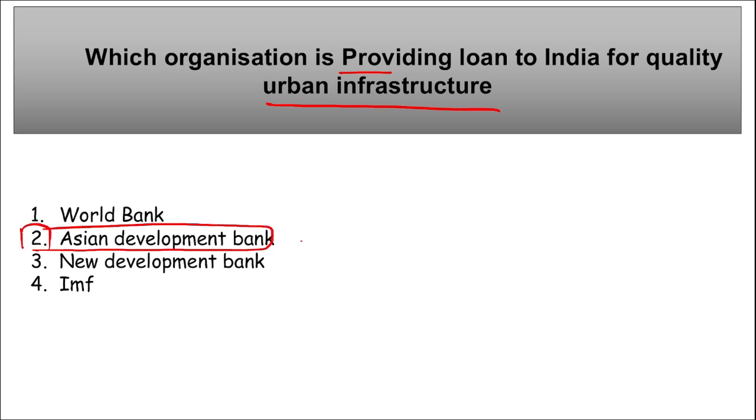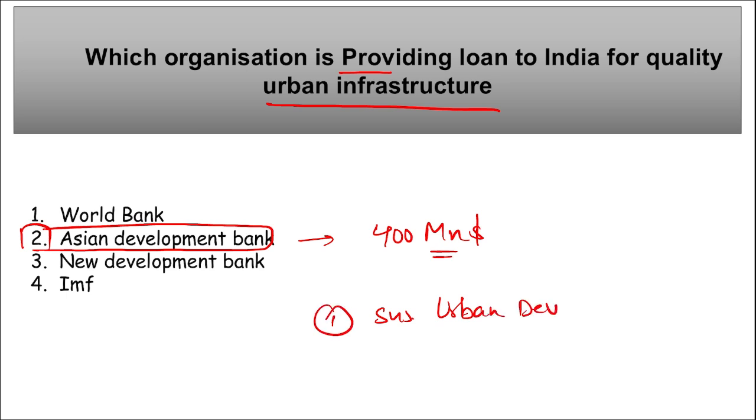Correct? Asian Development Bank will be providing a loan of $400 million for developing quality infrastructure in India. This is for their two sub-programs, that is Sustainable Urban Development and Service Delivery Program. I repeat, Sustainable Urban Development and second is your Service Delivery Program.